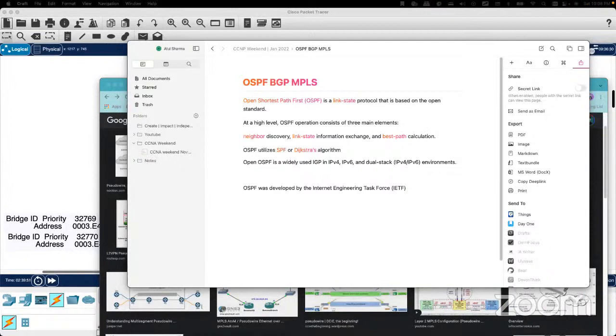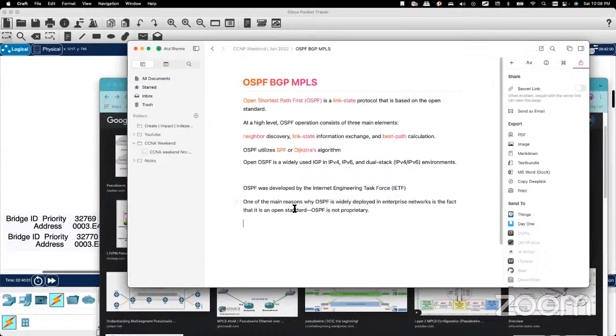So this is the main reason OSPF is widely deployed in enterprise networks. In fact, it is an open standard. It's not Cisco proprietary. So if you ask me which companies are using which type of routing protocol, which is more popular, OSPF is widely popular with a lot of enterprise networks, and even a lot of service providers are also using it. And if you learn OSPF, you will be able to understand another protocol, which is IS-IS.